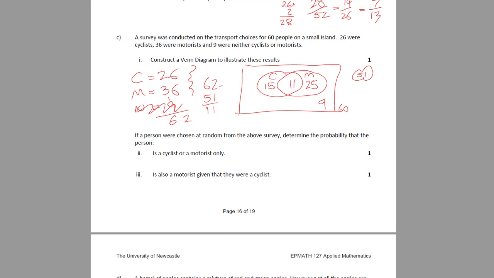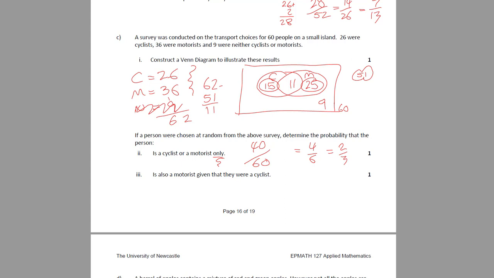If a person were chosen at random from the above survey, determine the probability that the person is a cyclist or motorist only. How many people in the survey? 60. It didn't ask for how many people. It says determine the probability, so make sure you're giving a probability. How many people are a cyclist or motorist only? If they say only, it means it's only a cyclist or only a motorist, not both. It's the 15 plus 25, which is 40. My answer is 40 on 60. Call it 4/6 or 2/3 if you want. All good.